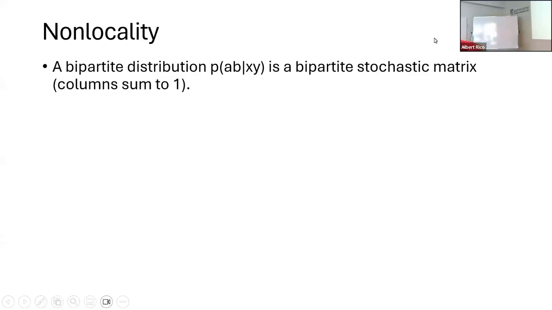What is nonlocality? I wanted to bring this up, and I thought I was having a problem that would disappear alone. Oh, now it does. Right.